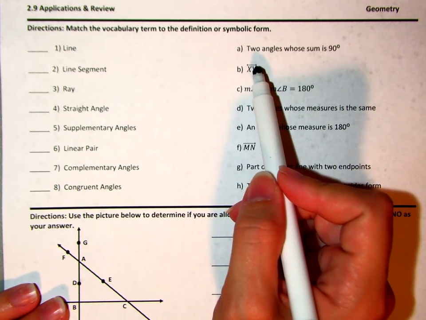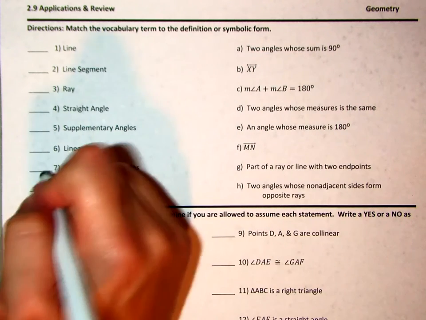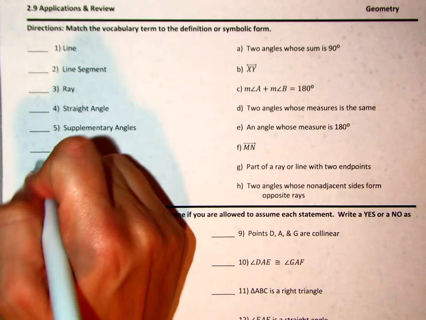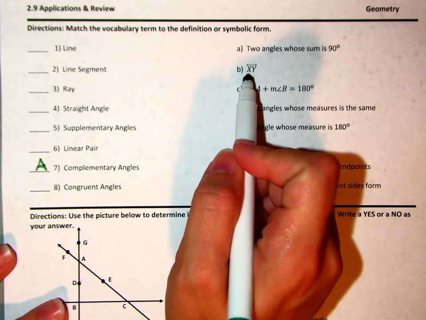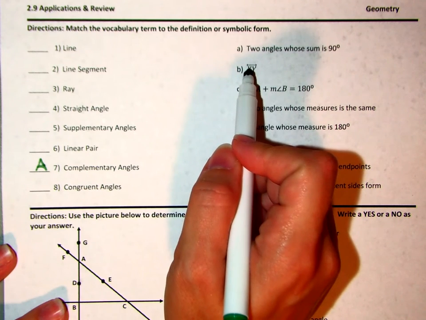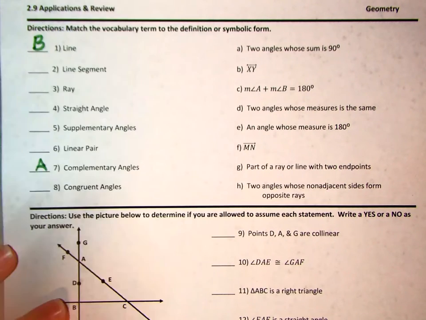On A, it says two angles whose sum is 90 degrees. When we have two angles that add up to be 90 degrees, those are going to be complementary angles. On the next one, it's a symbolic form. We see we have x and y, and since there's that symbol on top, that means line xy. So this will be B.